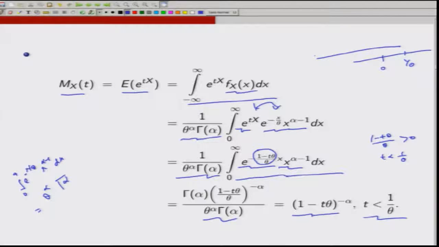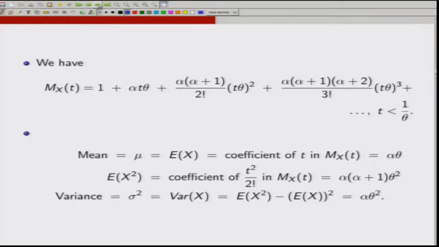So, I can say that all moments are finite, and one can get moments either by expanding M_X(t) or by differentiating M_X(t). So, let us try to see that. I consider the binomial expansion with negative power. So, M_X(t) turns out to be 1 plus alpha t theta plus alpha into (alpha plus 1) by factorial 2 (t theta) whole square plus alpha into (alpha plus 1)(alpha plus 2) by factorial 3 (t theta) cube, for t less than 1 by theta.